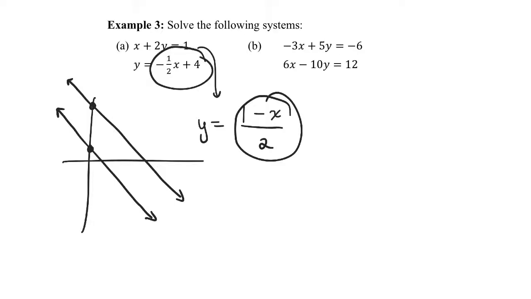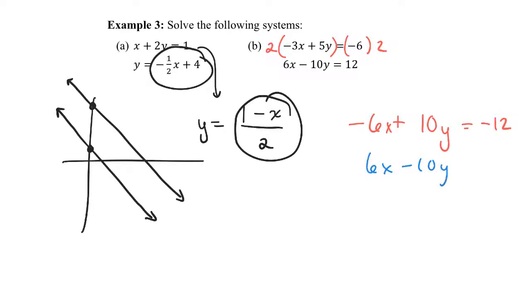I modified the first one. Yeah, I would agree with you, Sean. I would multiply the first one by what number? 2. By 2. So you'll get negative 6x plus 10y equals negative 12. And the second, 6x minus 10y equals 12, remains the same.